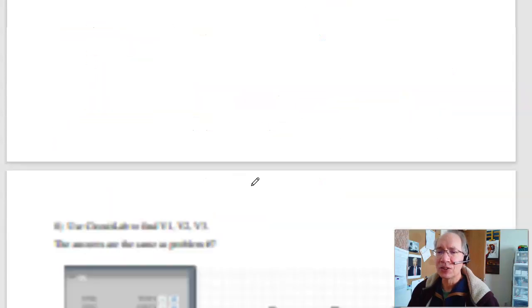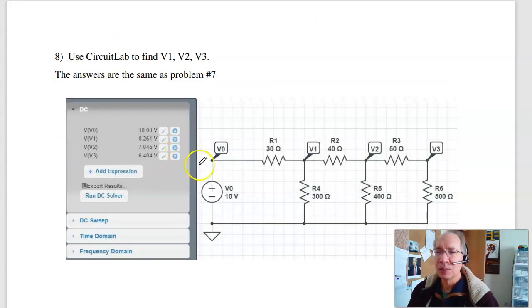In Circuit Lab, I can check my answers. Build in Circuit Lab, I get the same answers. So that's homework set number 5 for ECE 111. Again, this isn't really a MATLAB assignment. We'll get to MATLAB next week when we start getting 2 equations, 2 unknowns. But for 1 equation, 1 unknown, you can just use a calculator. Homework number 5.